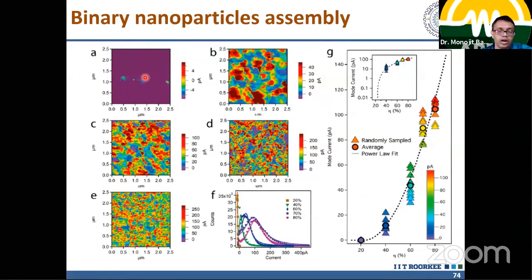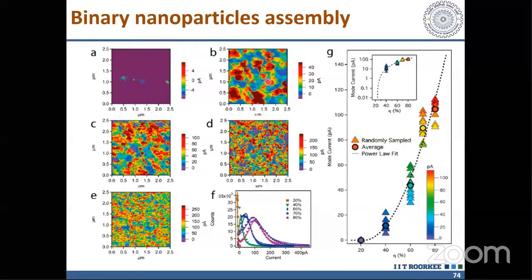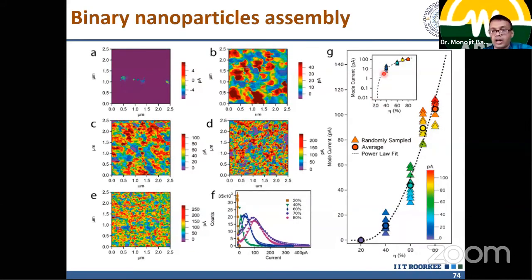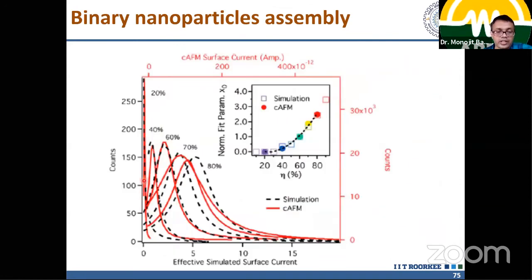So just to match with the experimental result, these are the experimental conducting AFM data with different percentages of P3HT and PS polystyrene nanoparticles, and you can see the conductivity increases after say 30 to 40% of the molecular or number fraction, right? That is what you can see, the mode of current versus the fraction here. Here eta is basically the conducting phase fraction. So you can see this is quite a good agreement between the experimental result and the simulated or theoretical result of the random packing.